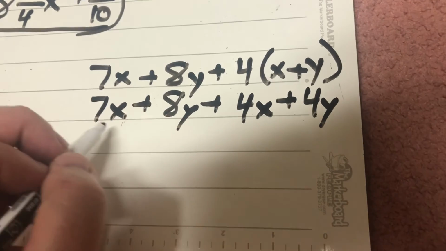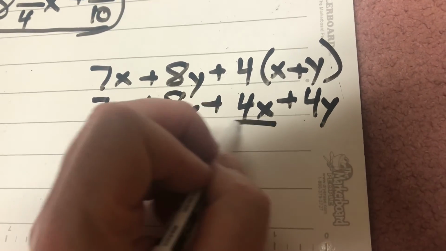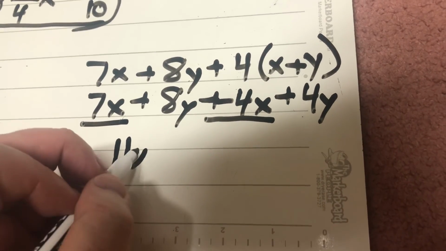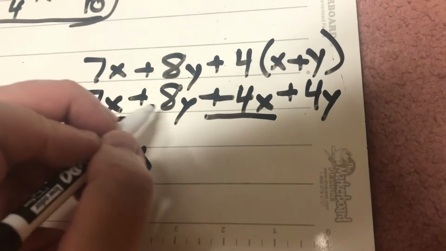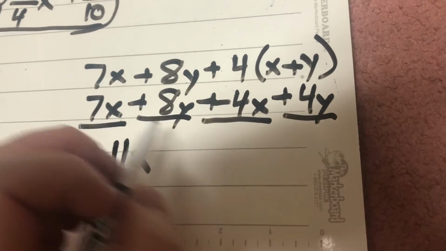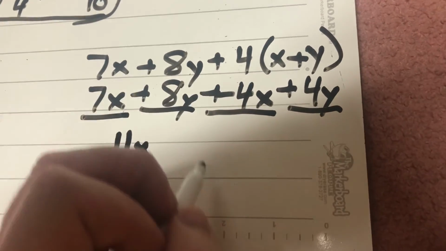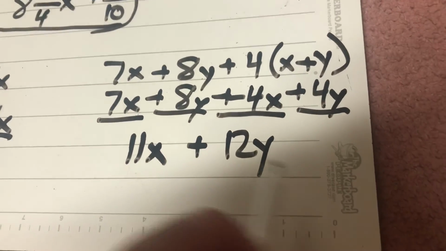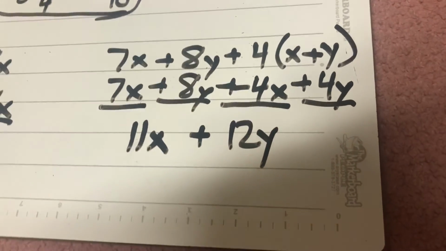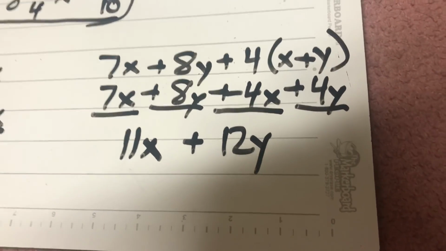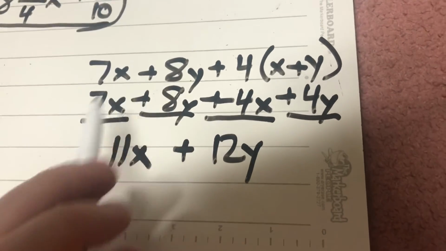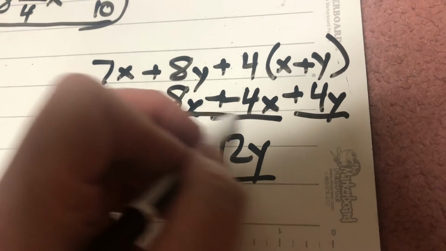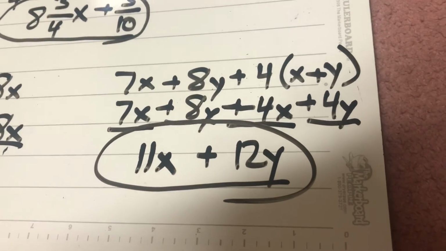I look for things I can combine. Well, I can combine a 7x and a plus 4x. 7x plus 4x, 7 plus 4 is 11, so that's 11x. 8y and 4y, 8 plus 4 gives me a plus 12y. Now, eventually the time will come in your life where some of these are positive, some of these are negative, and we'll talk about that as time goes on. But now this is just 11x plus 12y. There's nothing left there to combine, and that brings us to the end of lesson 5.4.